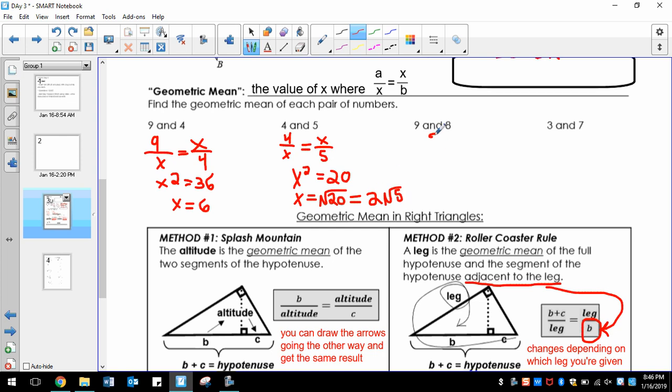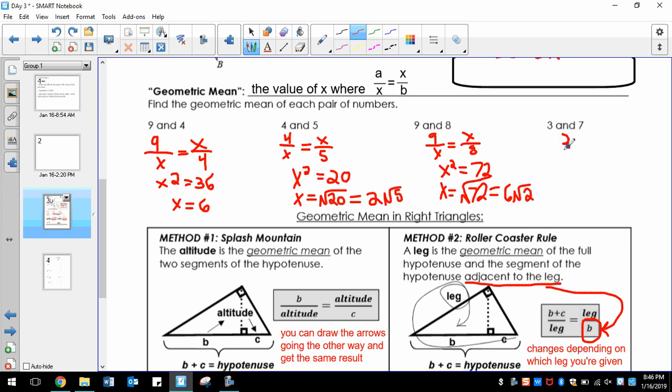Okay? And then another example, 9 over x equals x over 8. Here we go. Cross multiply, you get x squared equals 72. Again, not a perfect square, but we can go ahead and simplify that when it turns into a square root. So we have x equals the square root of 72. And then 72 is equal to 36 times 2. 36 is the biggest perfect square that's a factor of 72. So that would simplify to 6 square root 2 when you simplify that radical.